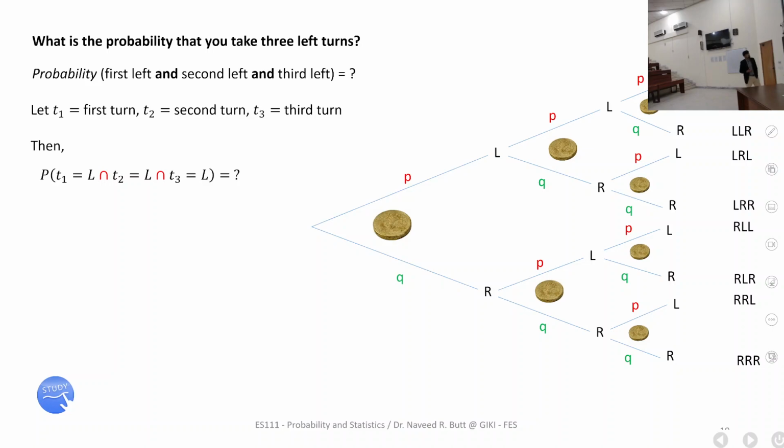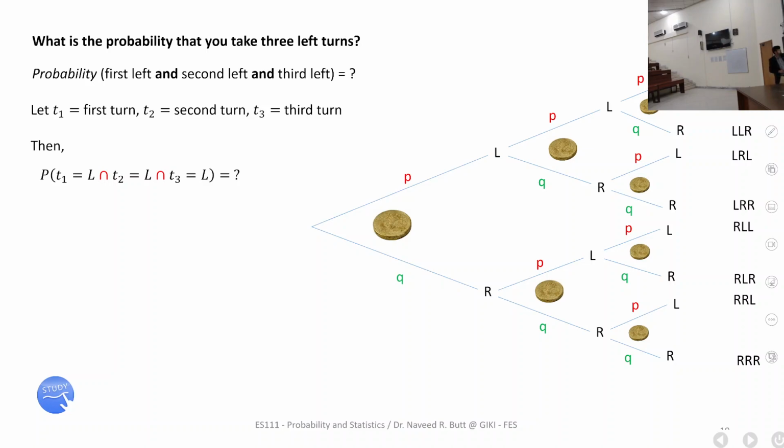Is that correct? The original question: what is the probability that you take 3 left turns? I can write it as the probability of first left and second left and third left. We read this at the start, with "and", "or", "not". Remember what I've been saying in solving problems: always assign events and variables. So let's say T1 means first turn, T2 means second turn, T3 means third turn. Then this can be rewritten mathematically.